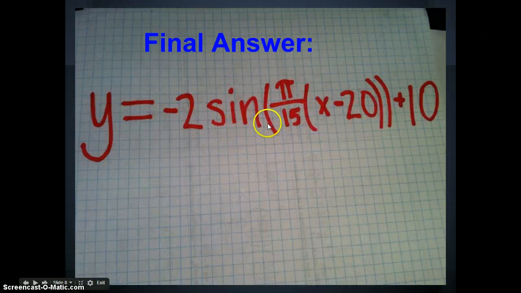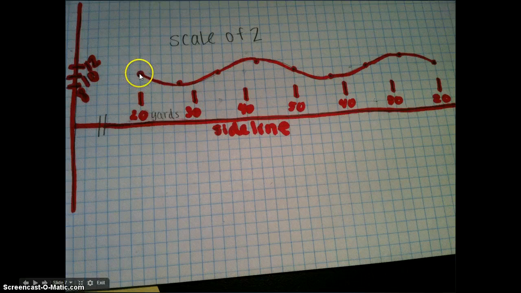And the plus 10 was used because the middle of the graph had to be at 10, the minimum value at 8, and the maximum at 12.